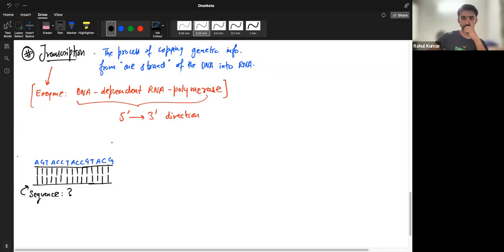If this is the sequence on, let's say, this strand, which has the polarity 3' to 5', this is the strand which has the polarity 5' to 3'. So what will be the sequence on the 5' to 3' strand?